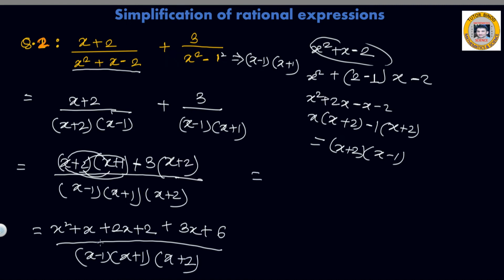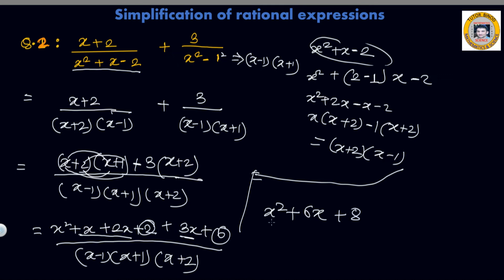So let's see what will happen from here. If I add x with 2x, I would get 3x. 3x plus 3x would be 6x. So I have the x squared term over here plus 6x, because 3x plus 3x would be 6x, whereas 2 plus 6 would be 8, plus 8 over x minus 1, x plus 1, x plus 2.